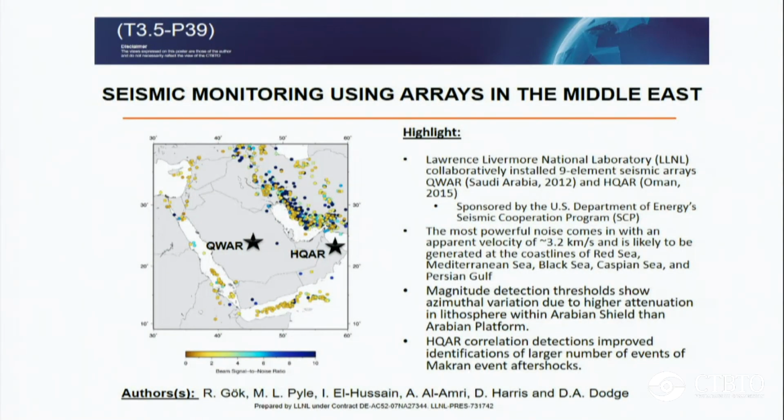As a research project, Lawrence Livermore National Lab installed seismic arrays in the Middle East. The arrays are identical in design. They are small aperture, 9-element, 3-component. The equipment and the deployment were provided by the local institutions, King Saud University and the Earthquake Monitoring Center in Oman. We analyzed this data to identify the noise sources, magnitude detection thresholds, and also correlation detections. We see some azimuthal variations of events detected from the east and western parts of the Arabian Peninsula.